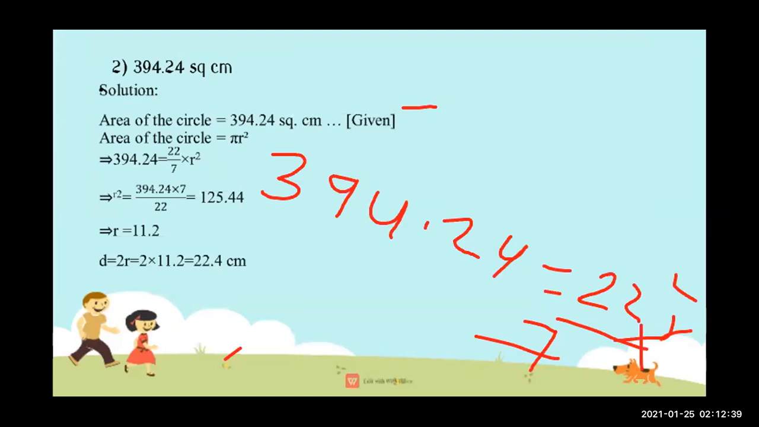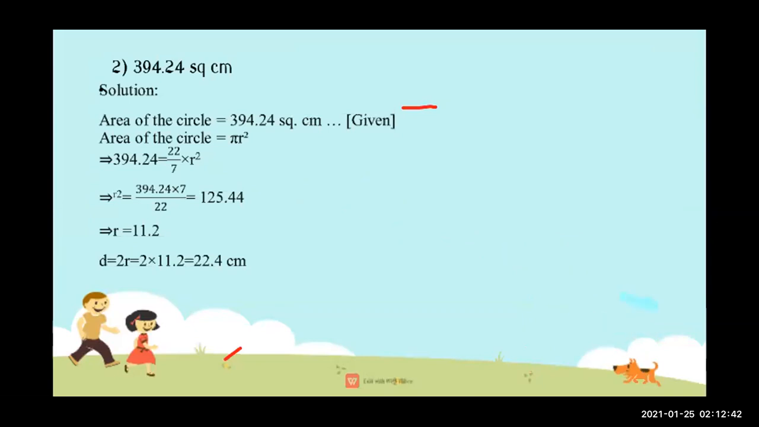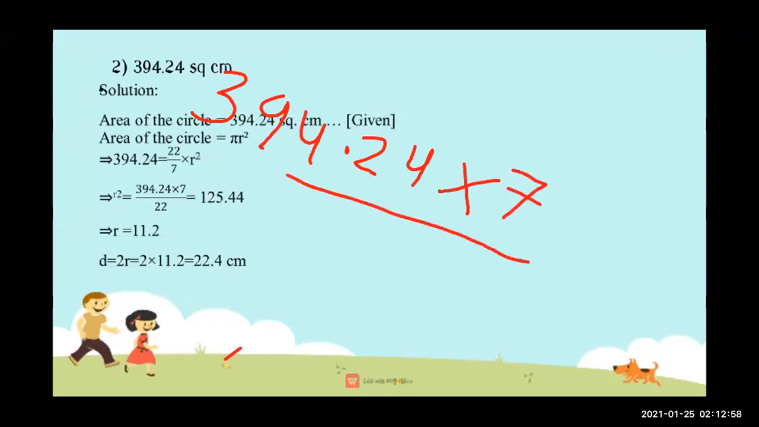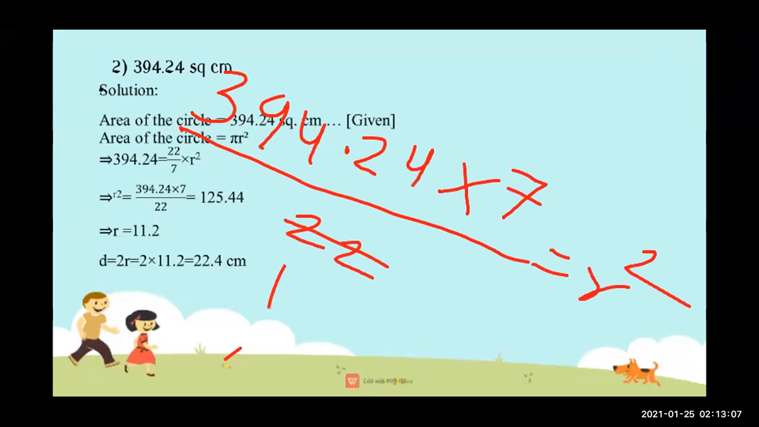Now see here. 394.24 will remain as it is, multiplied by, now 22 upon 7 will go that side, it becomes 7 upon 22 equal to r square. Now see the cutting what I am doing here. See, 2 ones are 2, 2 ones are 2. Then here 2 ones are 2.